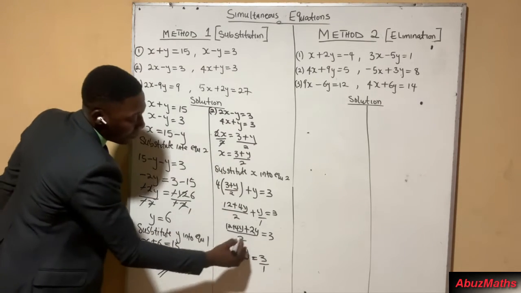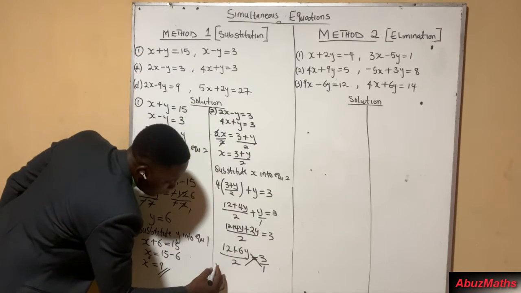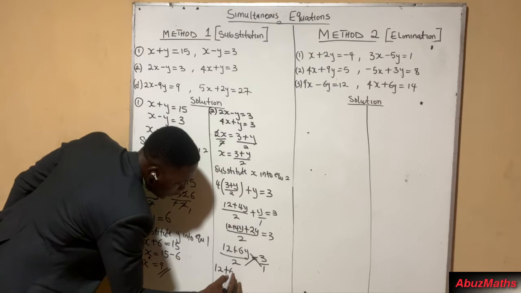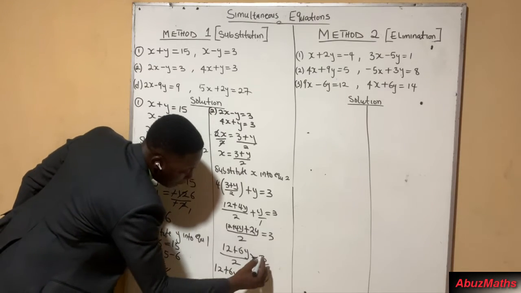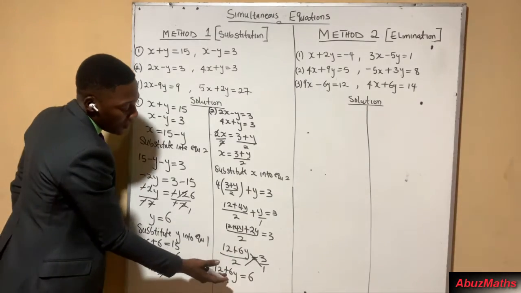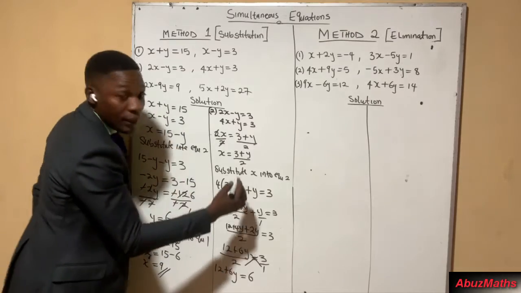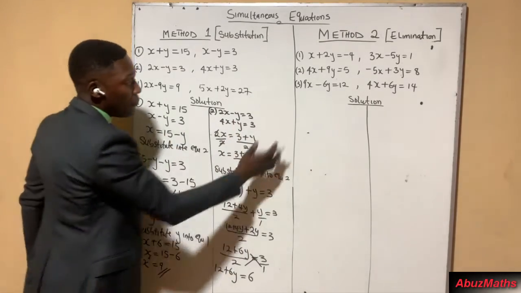Now I can cross multiply. When I cross multiply, I will have 12 plus 6y is equal to 2 times 3, 6. Now I can collect like terms. Take 12 to the other side, and I will get... okay, sorry, let me come here.